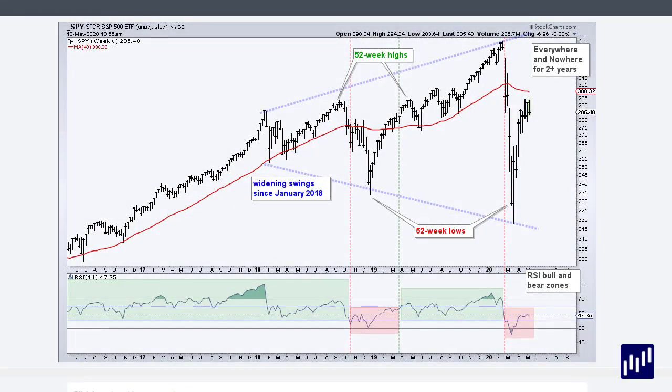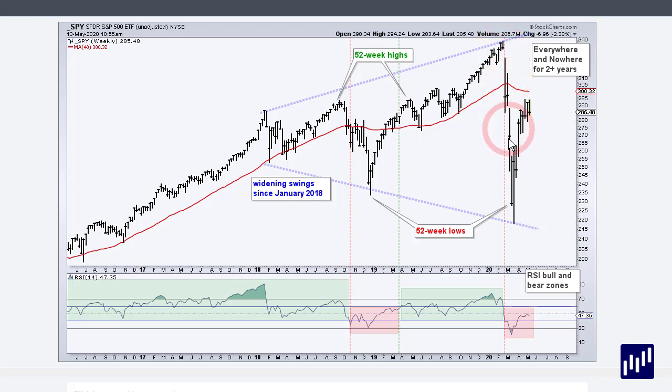So I want to start off with a weekly chart, and this will show you why we are at an important juncture here for SPY. First of all, SPY has gone nowhere. The S&P 500 has gone nowhere for over 2 years. It's been up, down, up, down, way down, and now it's back and it's kind of in the middle of this big pattern, maybe just above the halfway point.